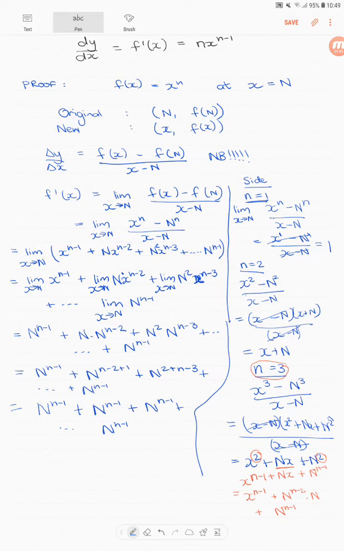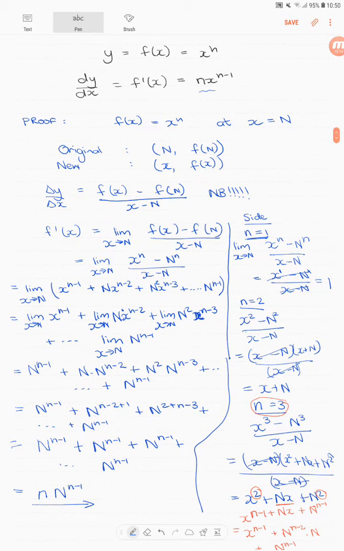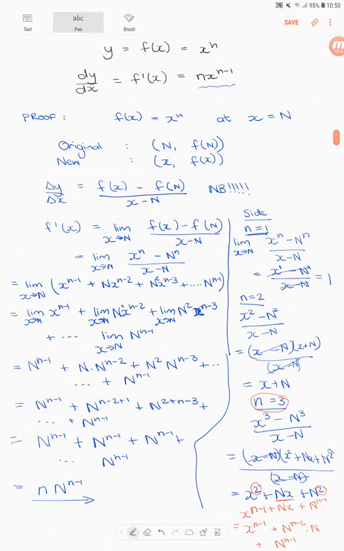So what are we left with? We are left with N to the power of n minus 1 plus N to the power of n minus 1, and so on. Therefore, we have n times N to the power of n minus 1, n times. So our function's limit is equal to small n times capital N to the power of n minus 1, and that is equal to our original result.